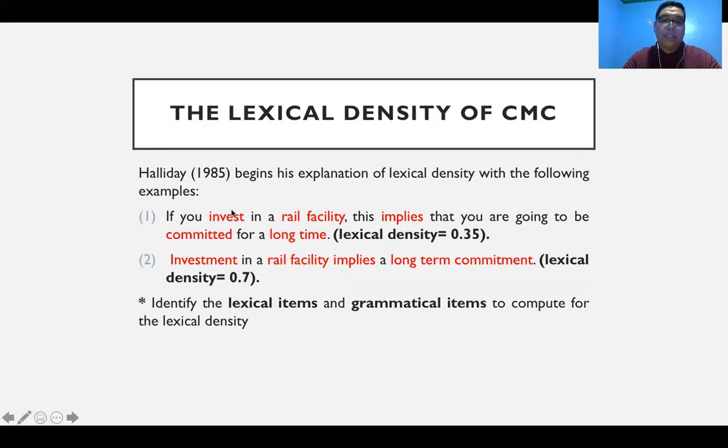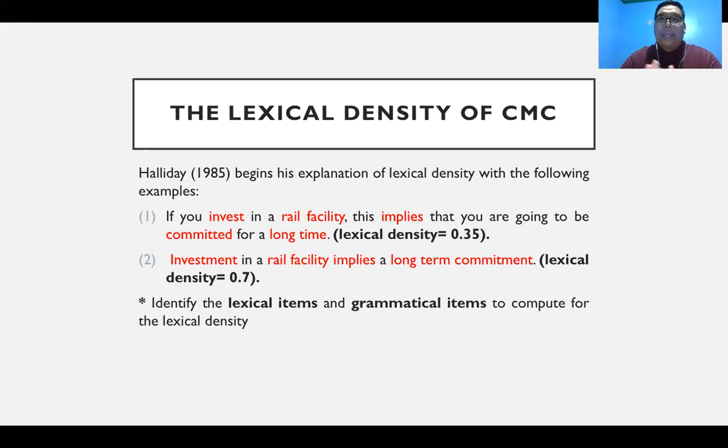For example, you have here the verb invest, then the noun rail facility, the verb implies, the verb committed, then an adjective long, and then the noun time. If you count these lexical items, we have 1, 2, 3, 4, 5, 6, and 7 words, versus the grammatical items. When you say grammatical items, you just have to count each of the words present in this discourse. All in all, we have, I guess, 20 words here. So 7 divided by 20, we have 0.35 as the lexical density. That's how you compute it.